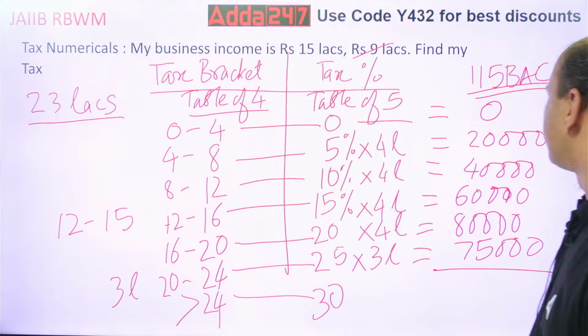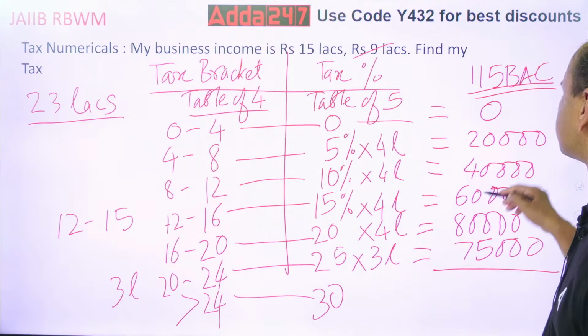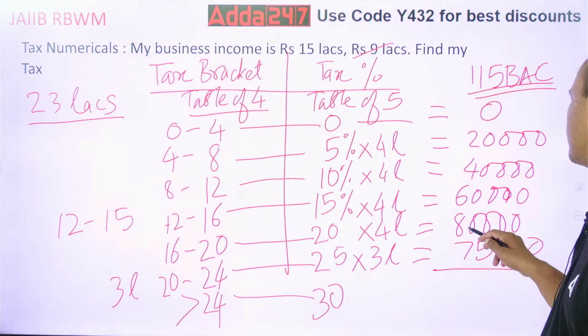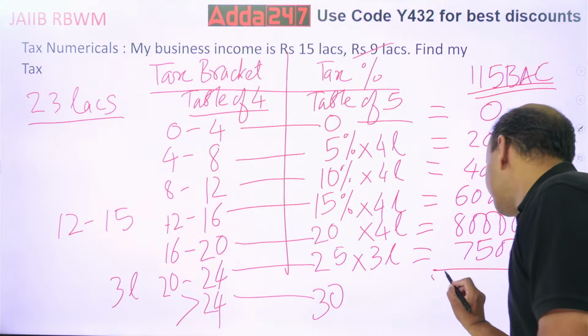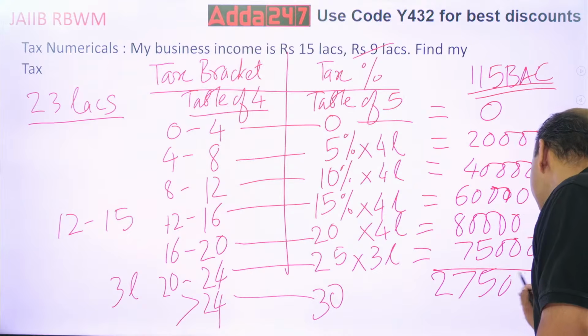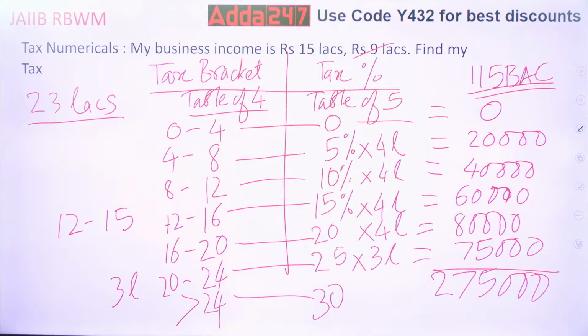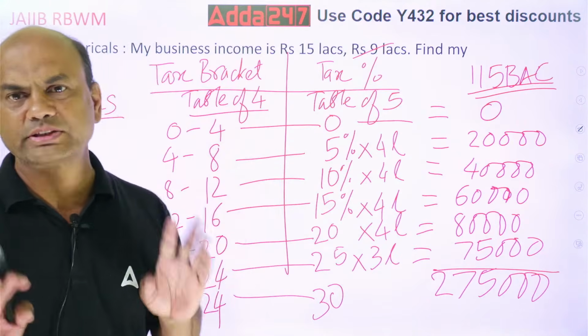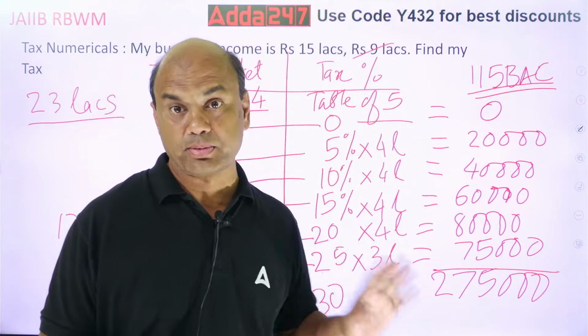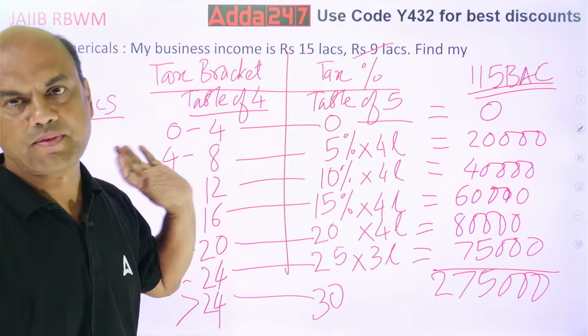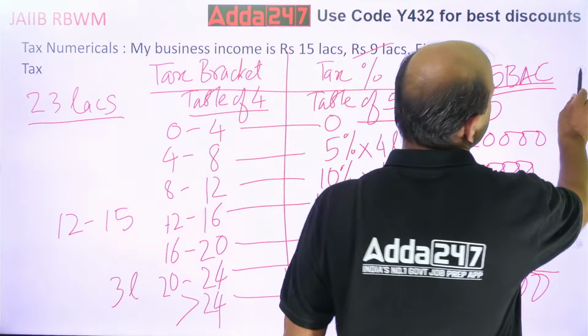Do the total of all. 40 plus 20, 60. 60 plus 60, 120. 120, 2 lakh 75,000 I am getting. Are you getting it? 2 lakh 75,000. Very good. So now, everyone got this? Because one tax numerical will be there in your exam, compulsory. You have to remember this. Okay? Next.